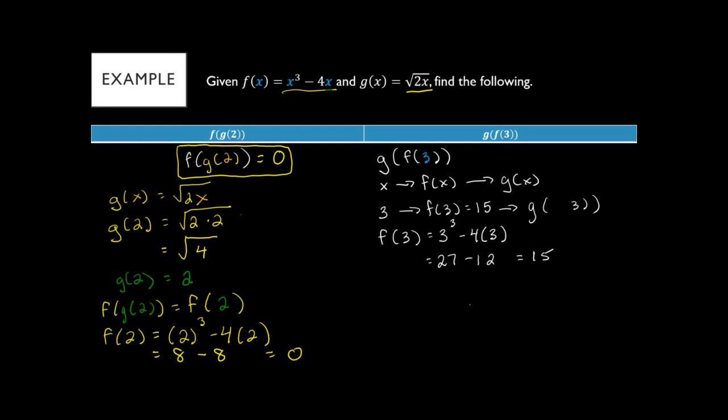So that means I'm basically plugging 15 into g, the next part, because I've got g of f of 3, and we just found out that f of 3 is equal to 15. So now I'm doing g of 15. And g is the square root of 2 times x, or g of x. So everywhere I see x, I'm replacing it with 15. So that's going to be 2 times 15.